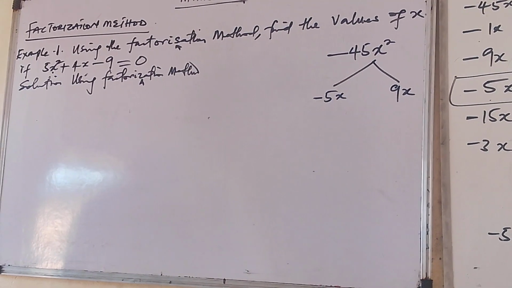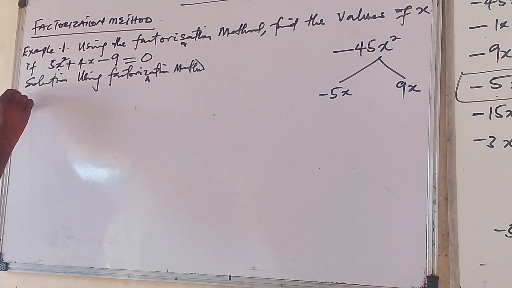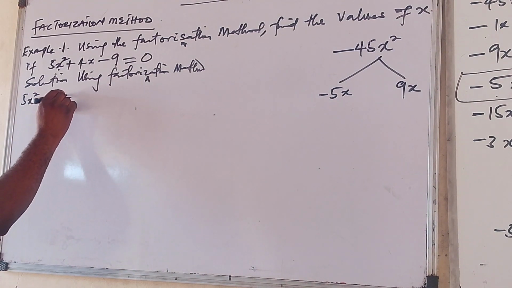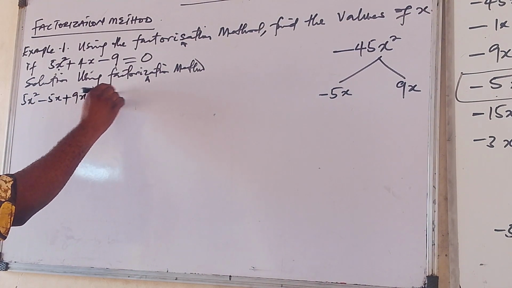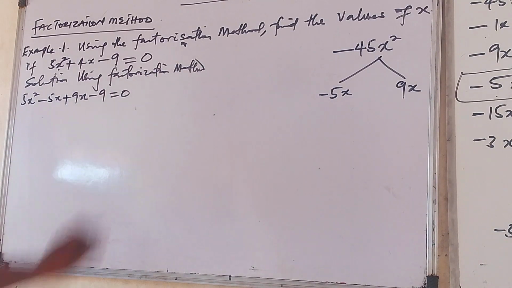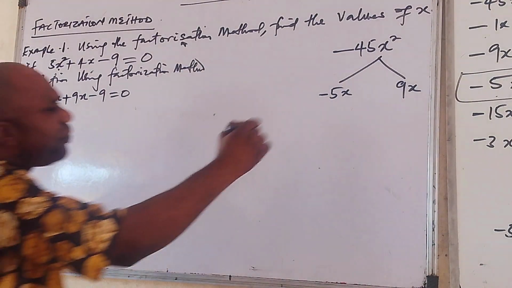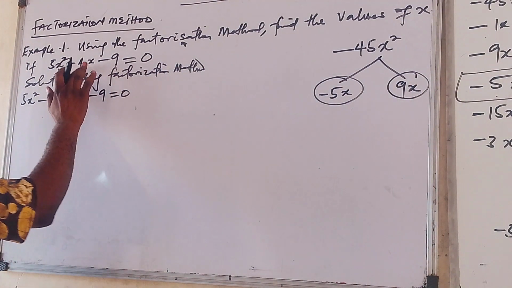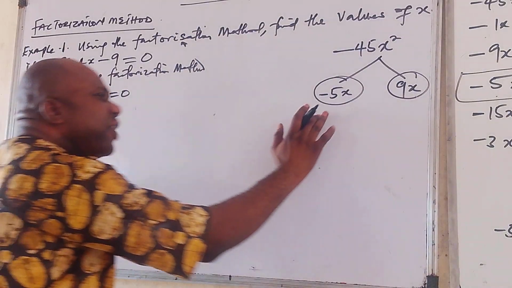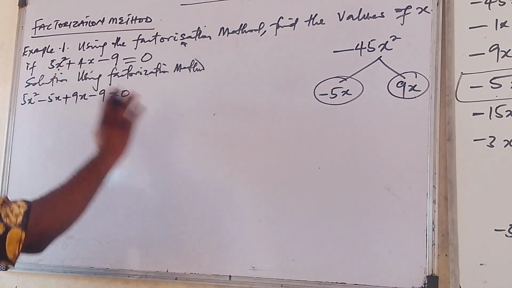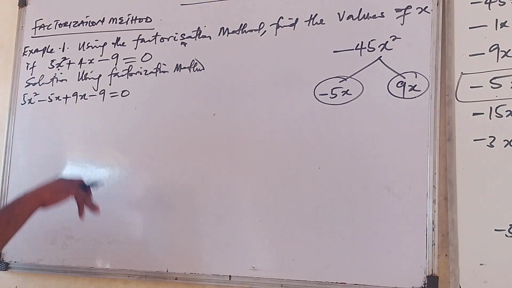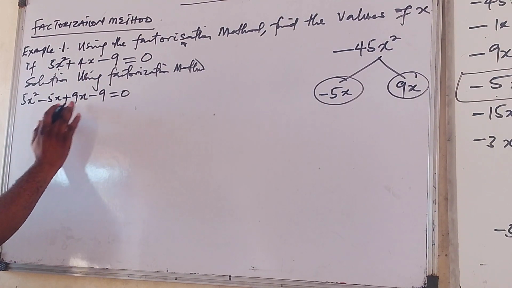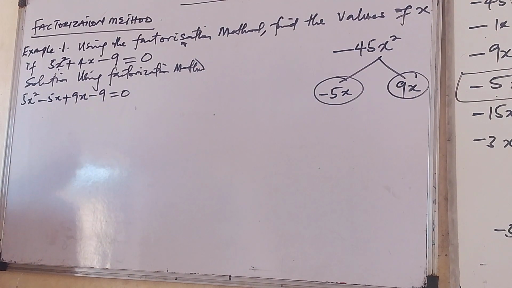So here now we have 5x squared minus 5x plus 9x minus 9 is equal to 0. Now let's figure out what actually happened here. This minus 5x and 9x took the position of this plus 4x, because minus 5x plus 9x is 4x. So you can see that those two factors now replaced 4x. So here we have 5x squared minus 5x plus 9x minus 9 is equal to 0.